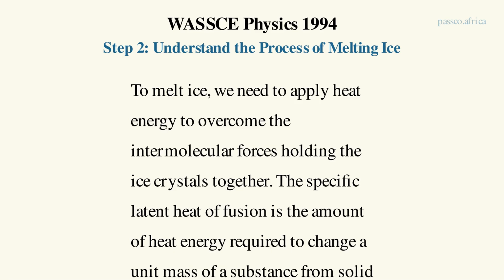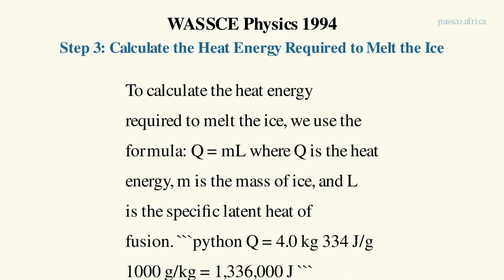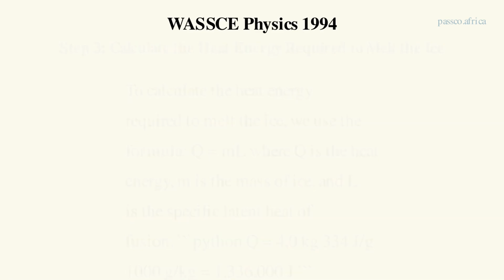Step 3. Calculate the heat energy required to melt the ice. To calculate the heat energy required to melt the ice, we use the formula Q equals mL, where Q is the heat energy, m is the mass of ice, and L is the specific latent heat of fusion. Q equals 4.0 kilograms times 334 J/g times 1000 g/kg equals 1,336,000 J.